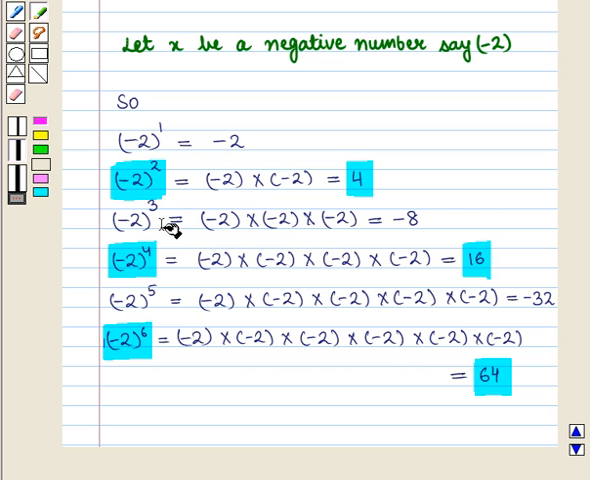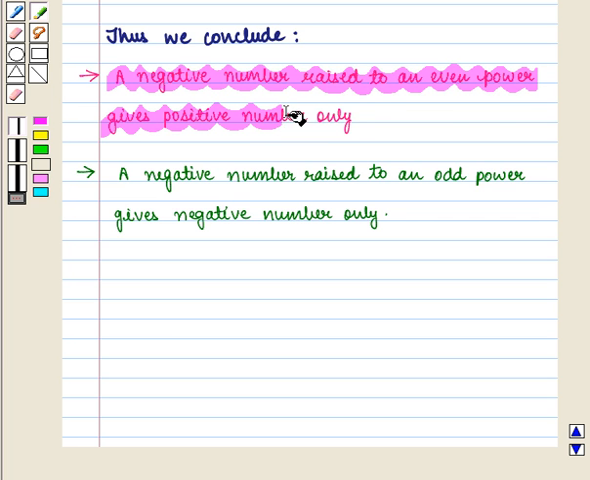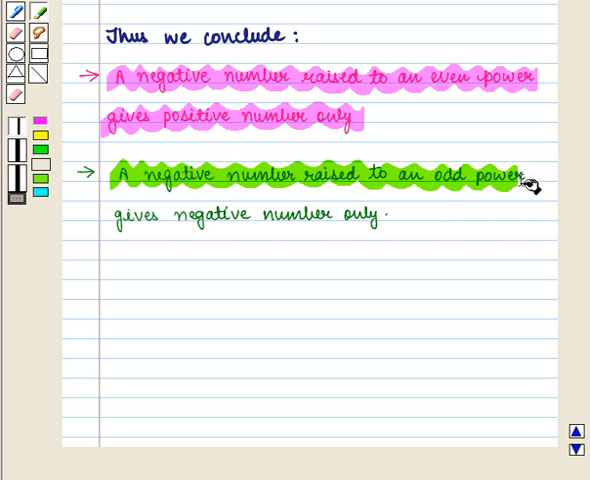Also, when we raise a negative number to an odd power, we obtain negative numbers only. See, -2 whole raised to power 1 is -2. -2 whole raised to power 3 is -8. And -2 whole raised to power 5 is -32. Thus we conclude that a negative number raised to an even power gives positive number only, and a negative number raised to an odd power gives negative number only.